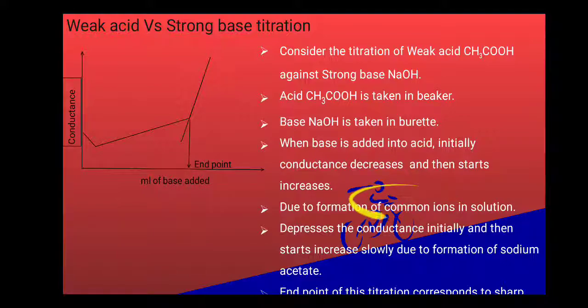I think it is expected that the common ion effect will be observed and will decrease the conductance of the solution initially. That's why conductivity goes on decreasing initially, and it starts increasing as soon as more quantity of base is added and acid reacts to form the salt. Means we are concerned that the initial decrease is due to the presence of the common ion effect, which is one of the important parts of this titration.